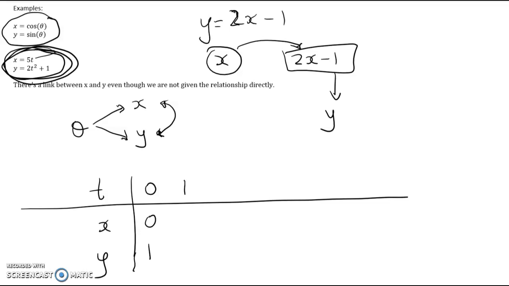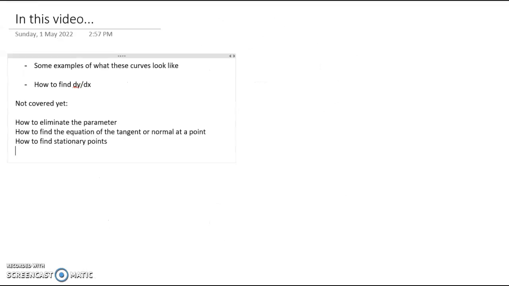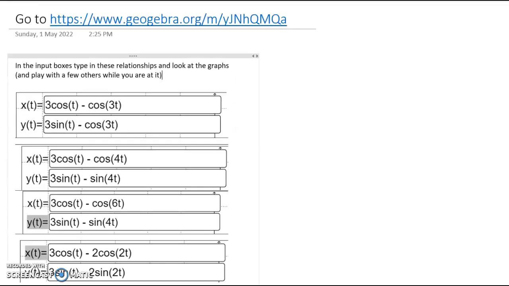When t is 1, x is going to be 5, and y is going to be 2 plus 1, which is 3. When t is 2, we get x is equal to 10, and y is equal to 2 times 4 plus 1. So we've got a quadratic thing going on there, and we could graph it. What I'm going to do now, though, is get you to work with this GeoGebra link.